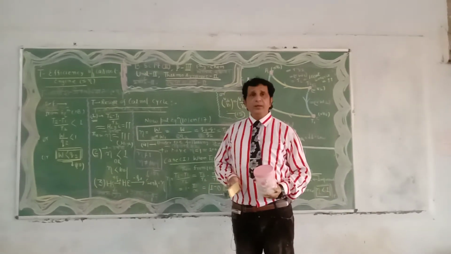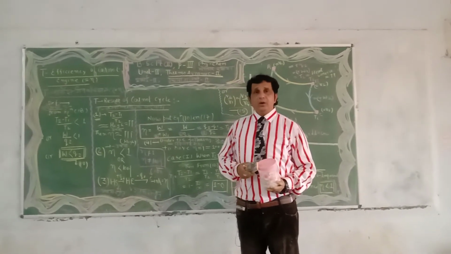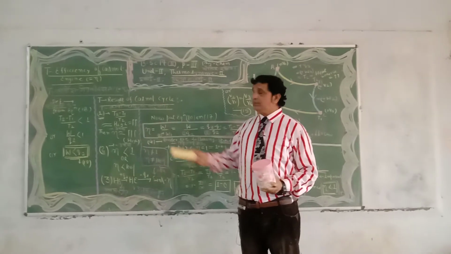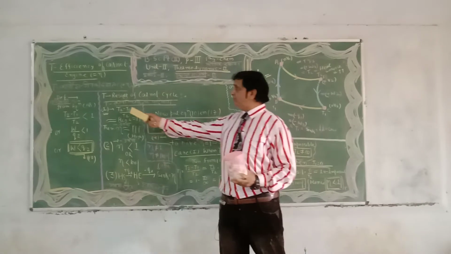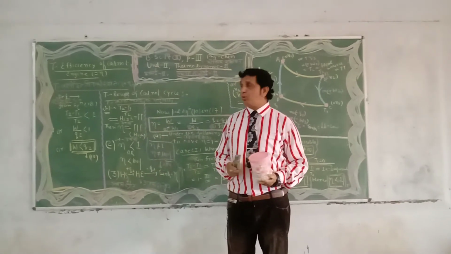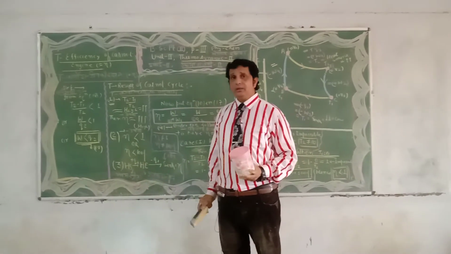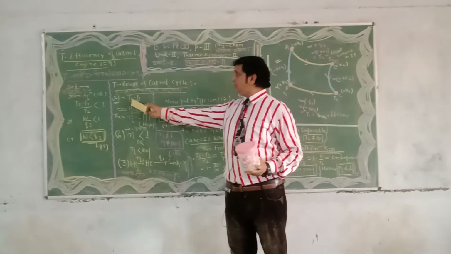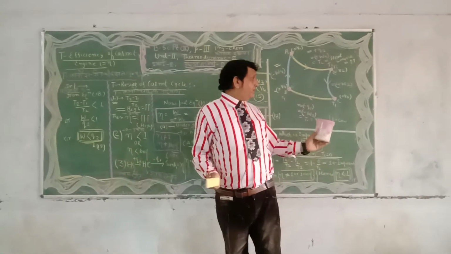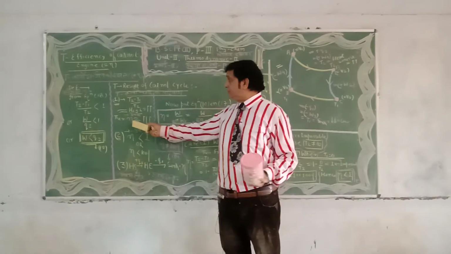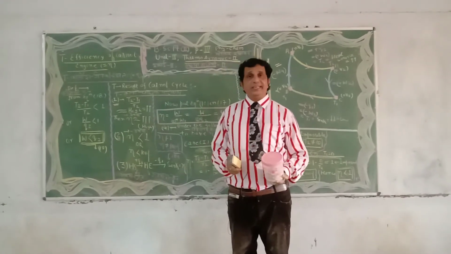The various results of the Carnot engine, let us summarize serial-wise. First one: let us pick (T2 minus T1) upon T2. The higher the difference of T1 and T2, the higher the value of eta.